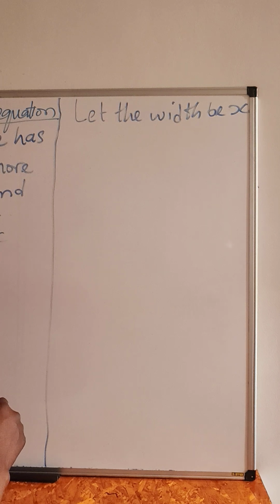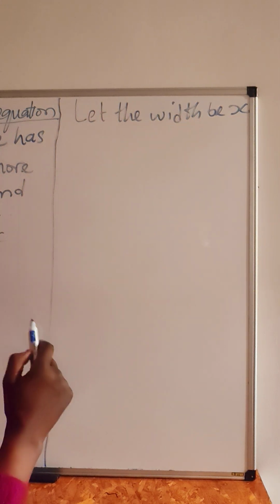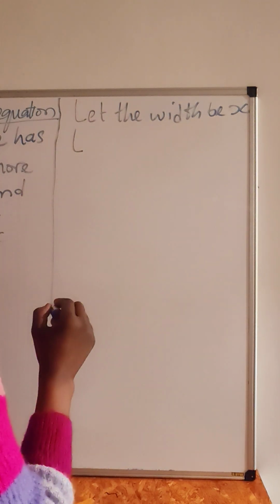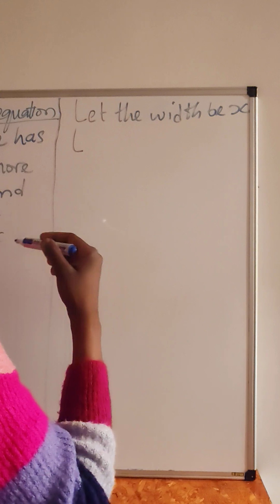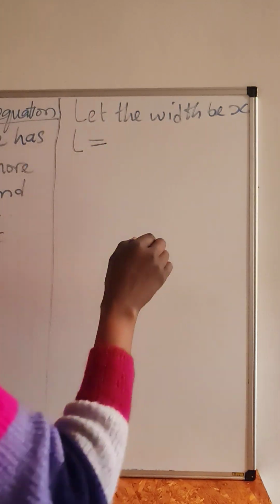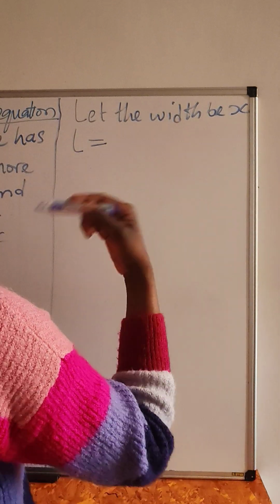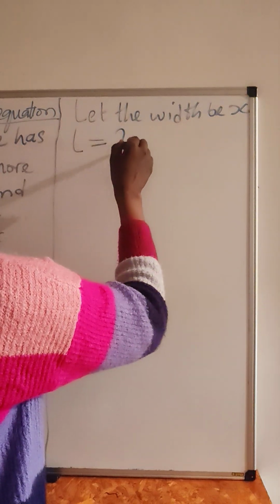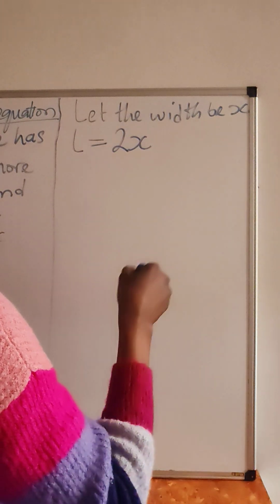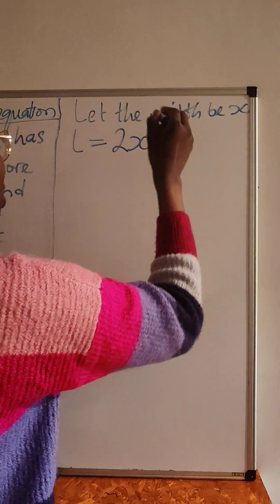And going to the question again, the rectangle has a length L that is 3 more than twice the width. That is, 3 more than twice the width. So twice the width is 2x. 3 more than it is 2x plus 3.